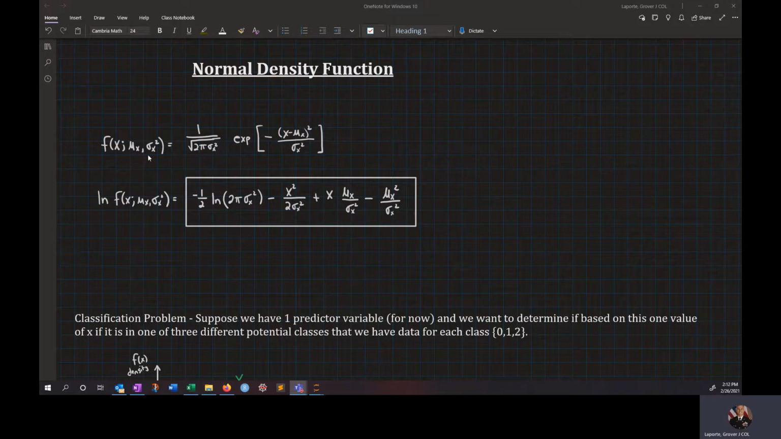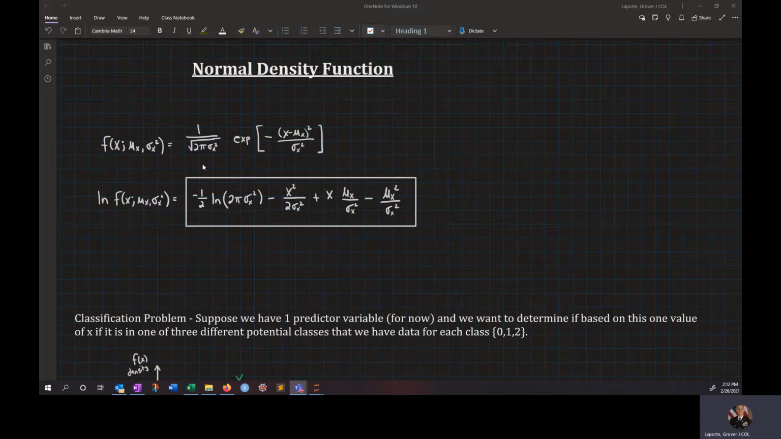Now, some books use sigma x. If you want to use sigma x, that's fine. Just understand that's the standard deviation. You have to square the standard deviation in order to get the variance. Not a big deal. Everyone probably has seen this before, but what you might not have seen before is the natural log of it. So today we're actually going to need this natural log of this density function.